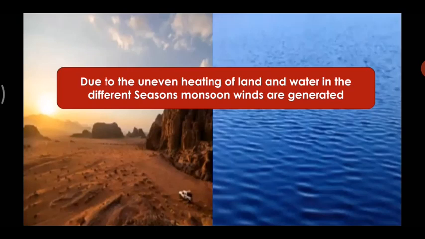And let me tell you students, these are the monsoon winds we are getting in India. In India, we are getting the rains, right? Because of what? Because of the monsoon winds. And how are these winds generated? It is because of the uneven heating of land and water in different seasons. That means sometimes the land is heated, sometimes the water is heated. So it is an uneven distribution. That's why we find different seasons.